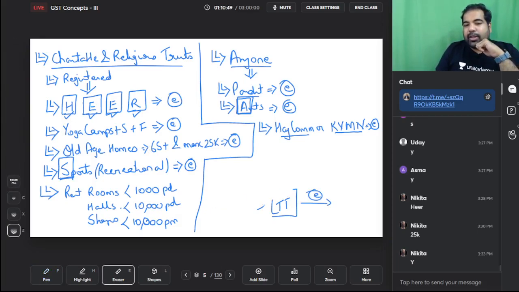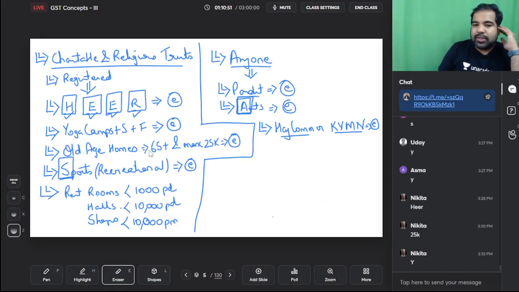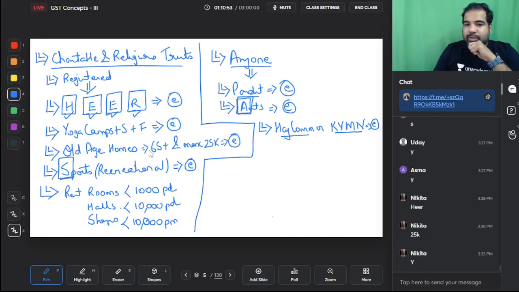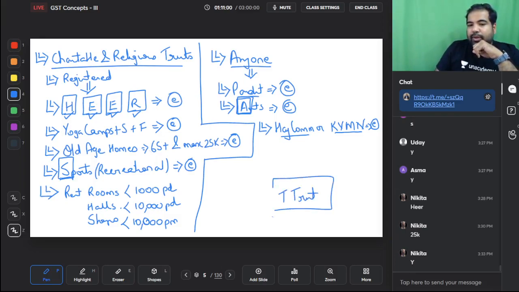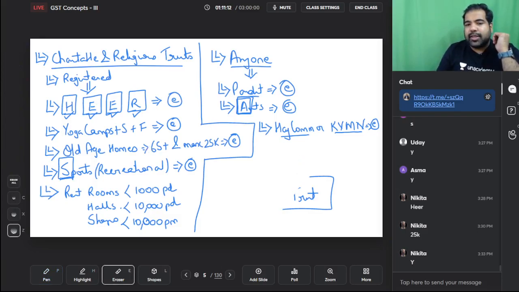But what I'm trying to tell you is that all their inputs are subject to GST. Yes, all their inputs are subject to GST except one. If you're a trust and you get services from abroad, if you get some services for charitable purposes, then that is the only one which is exempt. That's the only input which is exempt.